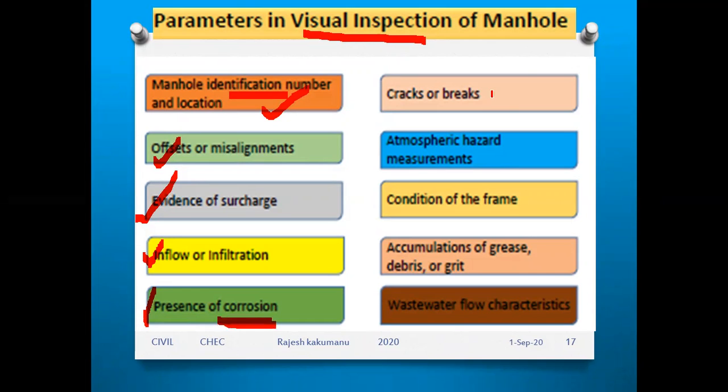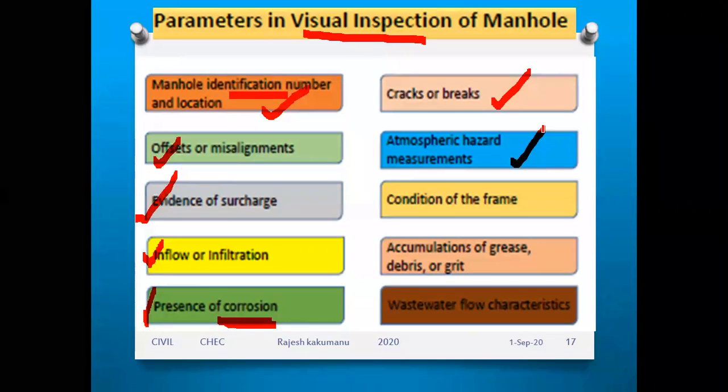Next, you have to see for the cracks or breaks. These are the parameters. Next, atmospheric hazard measurements. Atmospheric hazard means outside you are having some sort of atmospheric pressure. Deep inside the sewer lines, you are having another type of atmospheric pressure. Then automatically the gases and the fumes are also changed inside this sewer system. So we have to check for atmospheric measurements also.